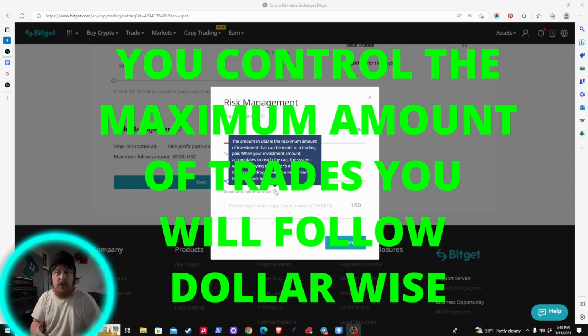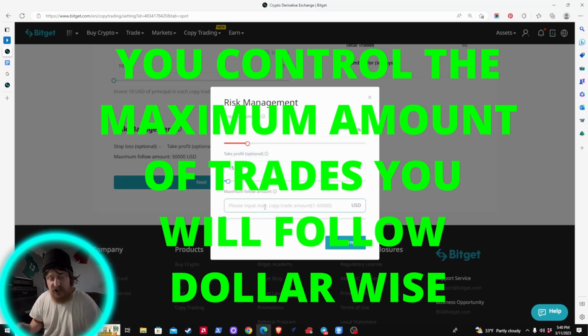So let's just say you wanted to only ever have $10 at one point invested on this person, then here you need to put $10. It means that if he opens up one trade, that one trade will hit your $10 max and you will not follow any more of his trades until that trade closes and you have capital available again below $10.